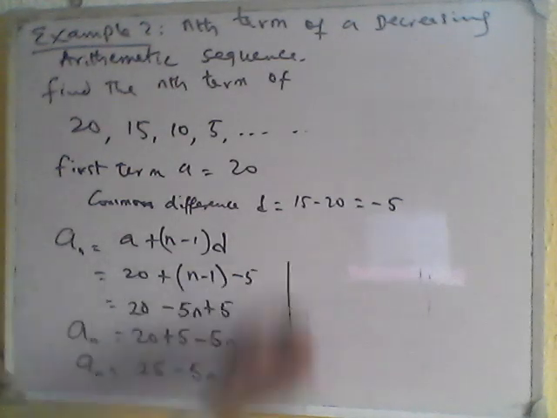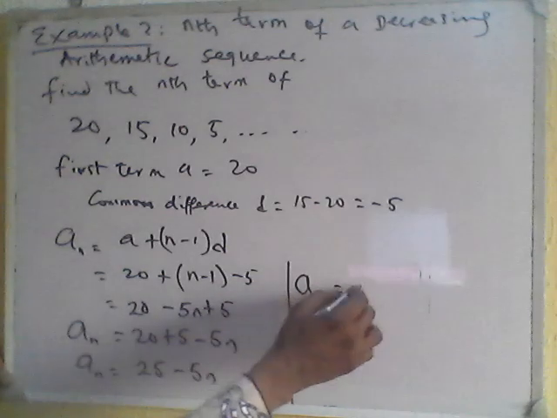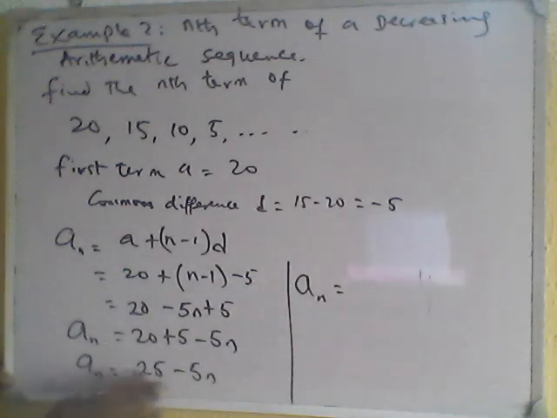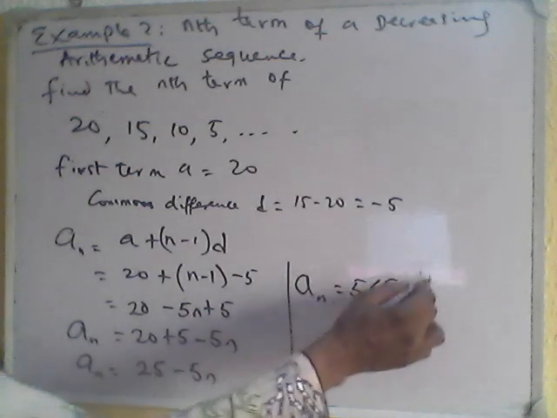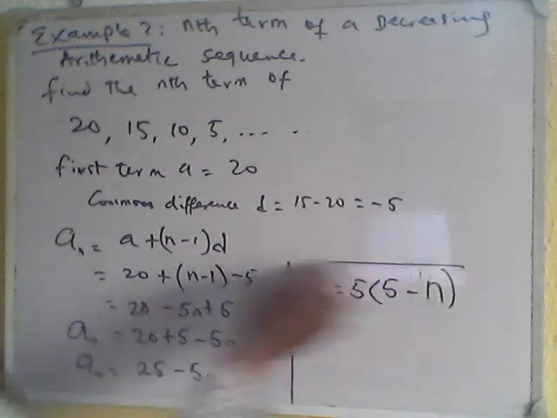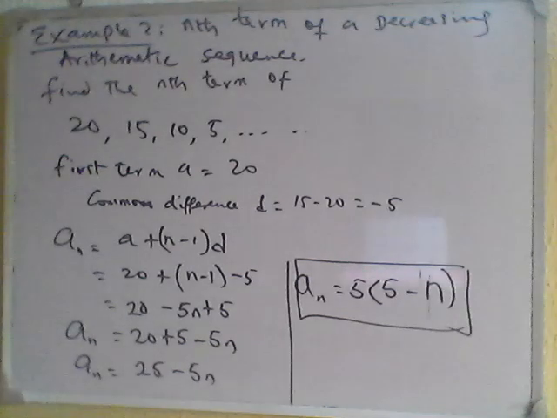So an can be expressed as, I can even do a factoring, 5 outside, 5 inside, minus n. So this looks like it's in factored form. Okay? Or I can leave it like this, depending on what your option is carrying. Okay.